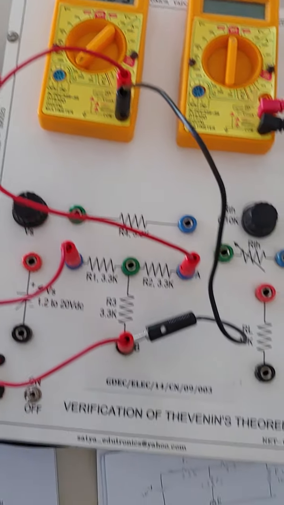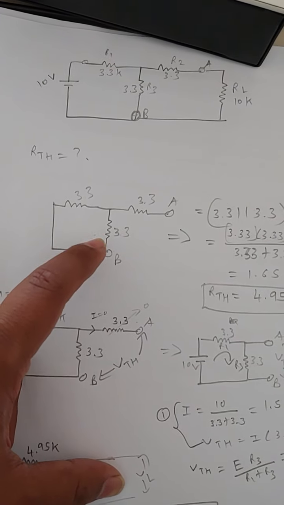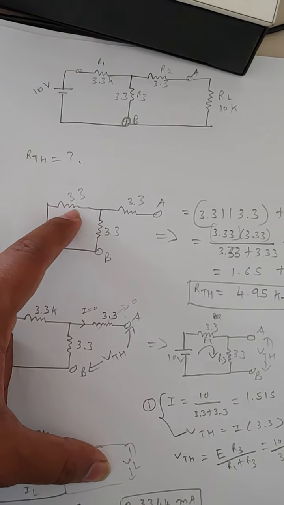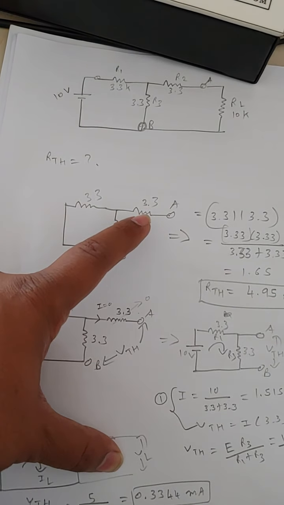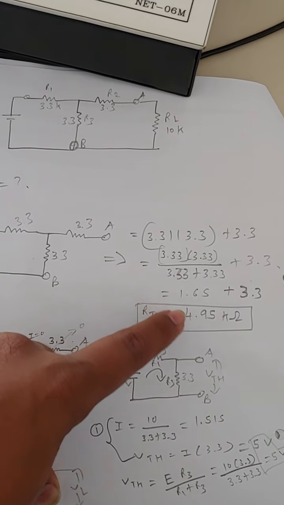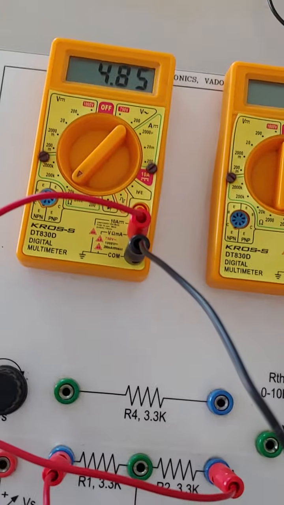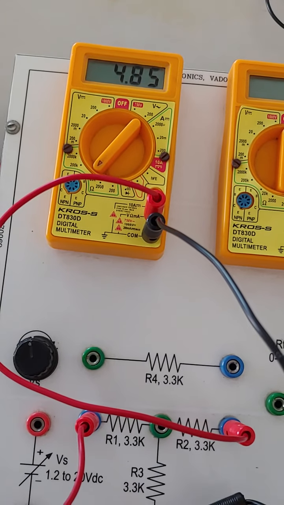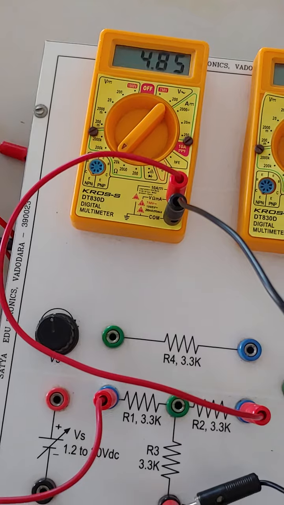Now if you make the calculation, you can see it is a series parallel combination. This 3.3 is in parallel with the 3.3 and the resultant of these two is in series with this. You can verify the calculation and you get 4.95 kilo ohm. It is a very slight variation, nearly equal. In this way you can verify it by calculation and it shows nearly the same reading.